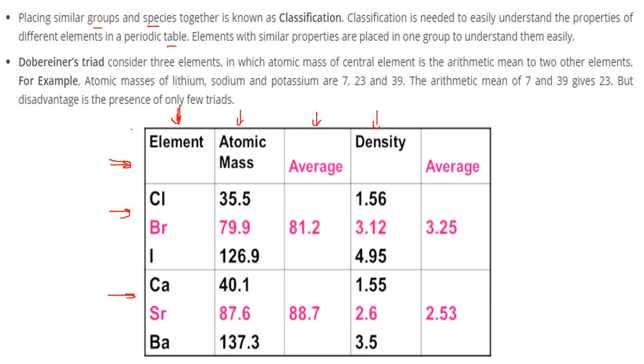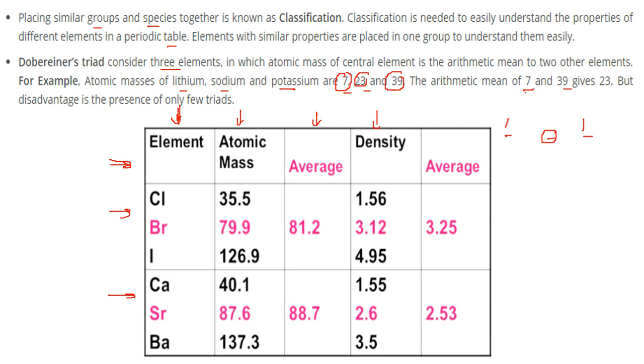So Dobereiner tried to represent the elements in the form of a table. He considered three elements in which the atomic mass of the central element is the arithmetic mean of the other two elements. For example, the atomic masses of lithium, sodium and potassium are 7, 23 and 39. If you add 39 and 7 and divide by 2, you will get 23. So the arithmetic mean of 7 and 39 is 23.